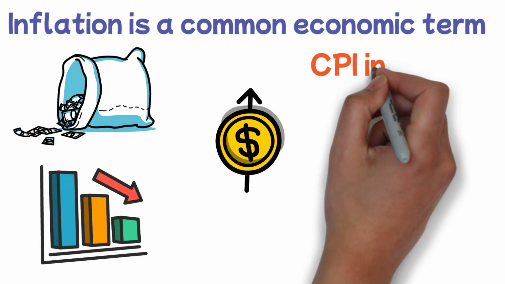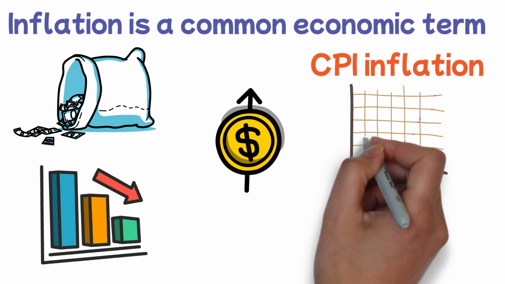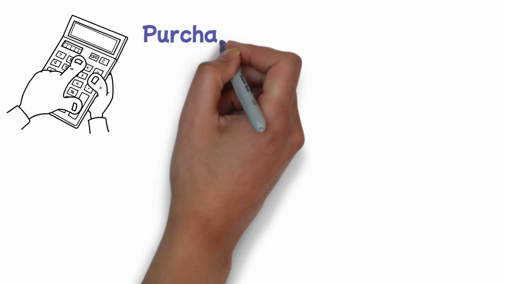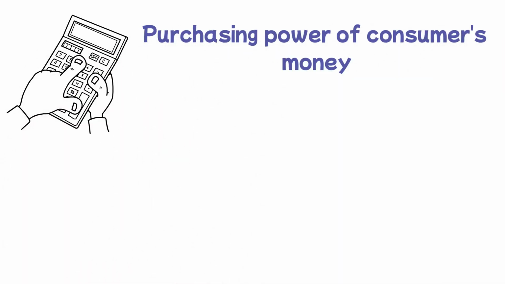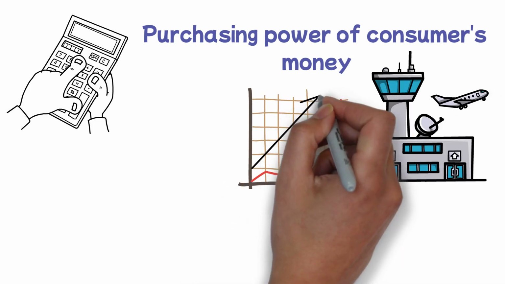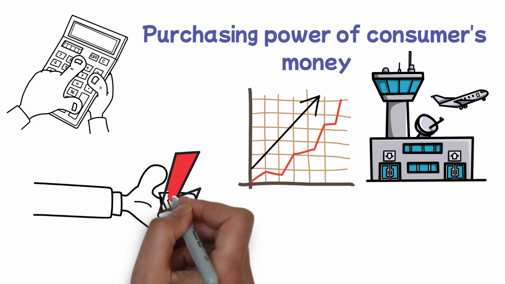CPI inflation is a measure of inflation that tracks changes in the prices of a basket of goods and services commonly purchased by consumers. The CPI is used to calculate the purchasing power of consumers' money and is used to adjust wages and government benefits. A higher CPI means that prices are rising faster and the purchasing power of consumers' money is decreasing.